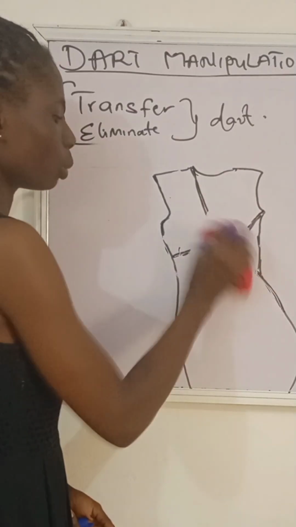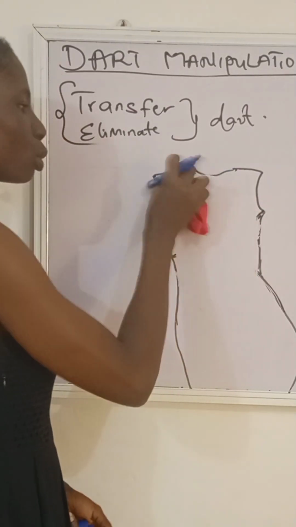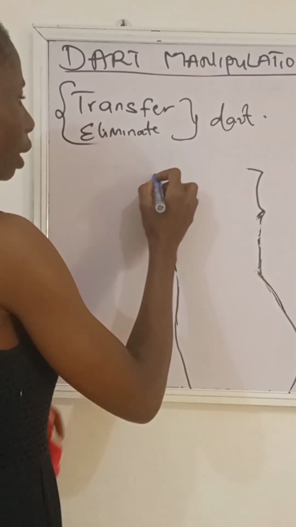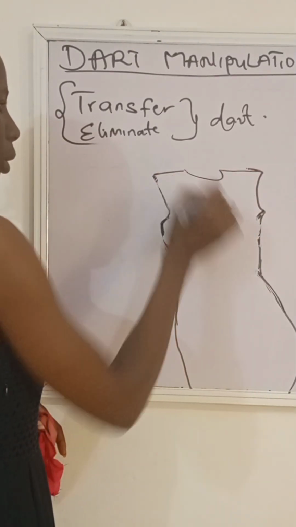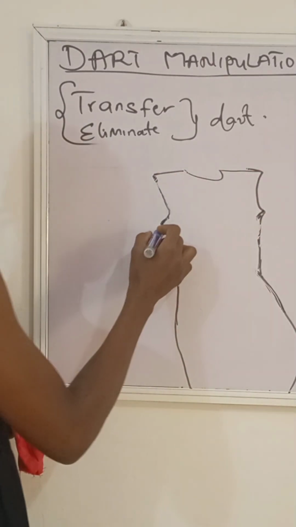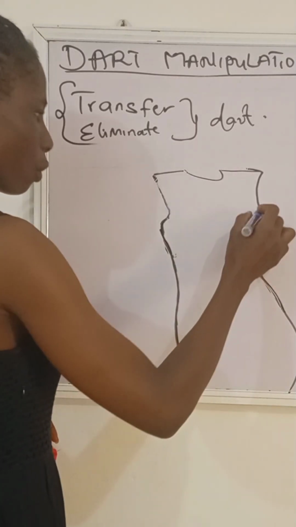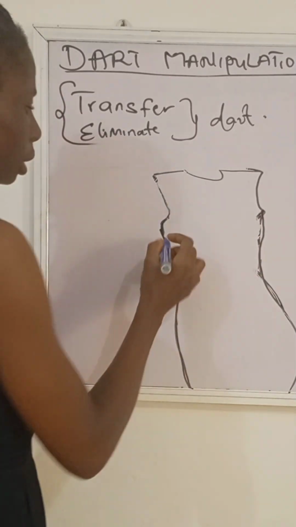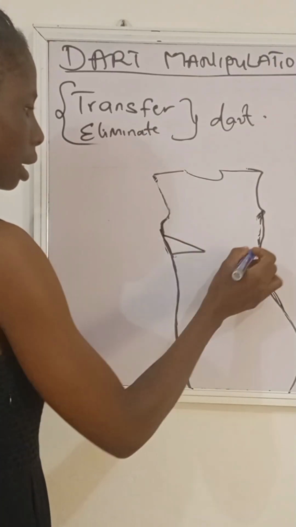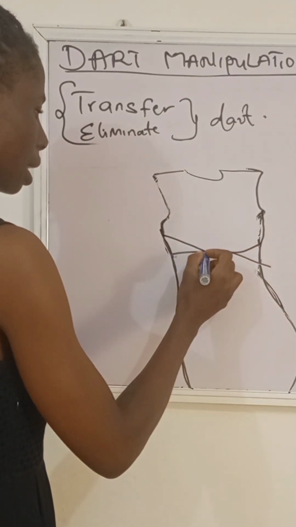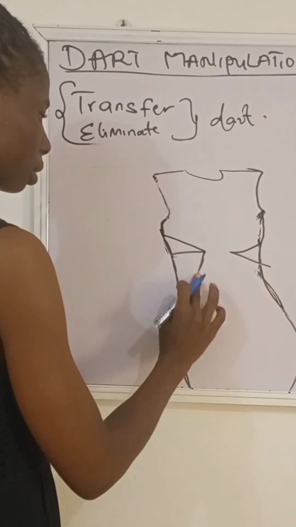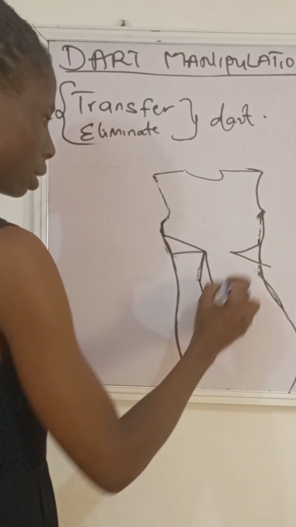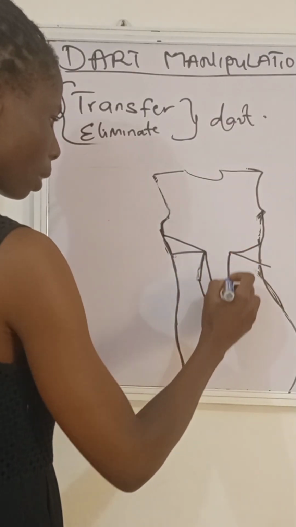When you want to manipulate your dart, make sure that you draw. If it is asymmetry, that means what is on one side is not what is on the other side. Make sure, one, that you draw a full front block, not half. Secondly, make sure that they are meeting at the apex.